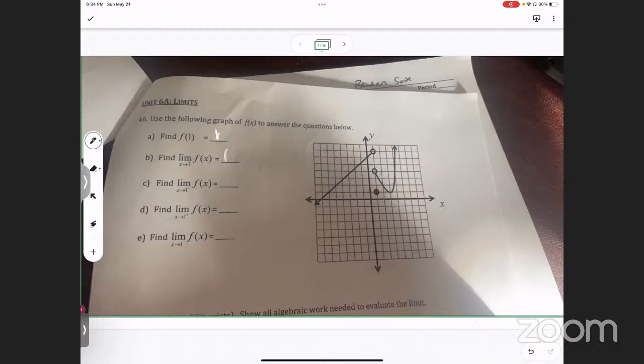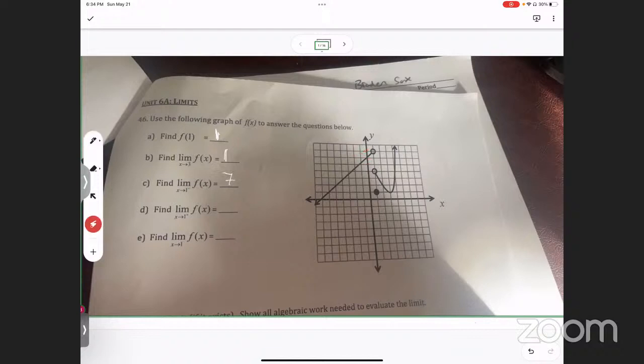The limit as x goes to 1 from the left means jump on the graph just left of 1, which would be all the way up here, and go toward 1. What would you expect the value to be? Counting up, it's 7. So 7 is the limit from the left.